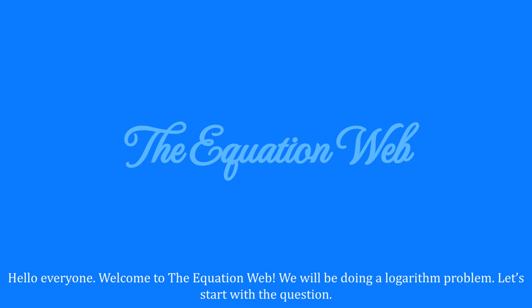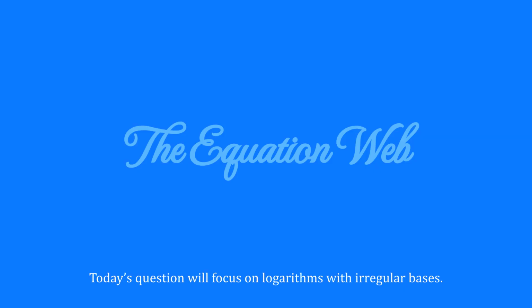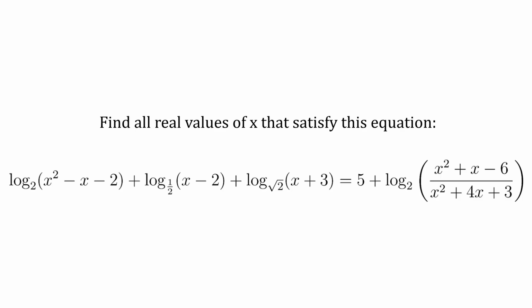Today we'll be doing a problem with logarithms, so let's start with the question. Today's question will be focusing on logarithms with irregular bases. An irregular base basically just means a base that isn't an integer. You would usually see log base 2 or log base 3, but this might contain log base square root of 2. So here is today's question.